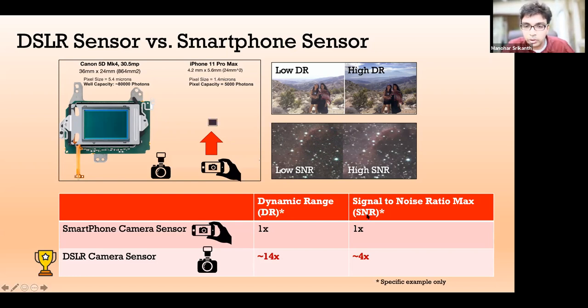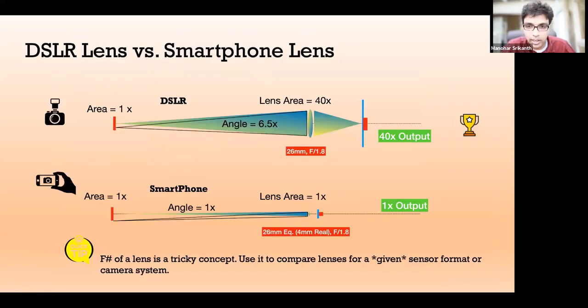And SNR refers to signal to noise ratio. The higher the number, your images are less noisy or cleaner. So clearly DSLR absolutely takes the trophy home in this regard. And if you look at the lens alone, not the sensor, just the lens, even there the DSLR wins.